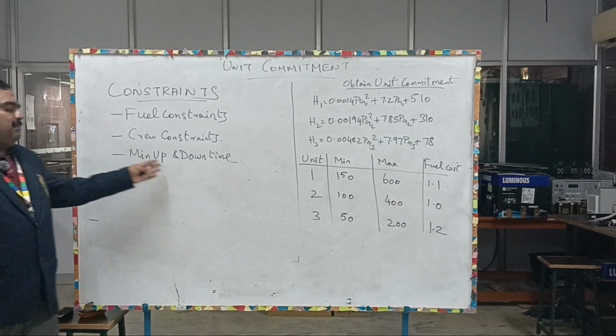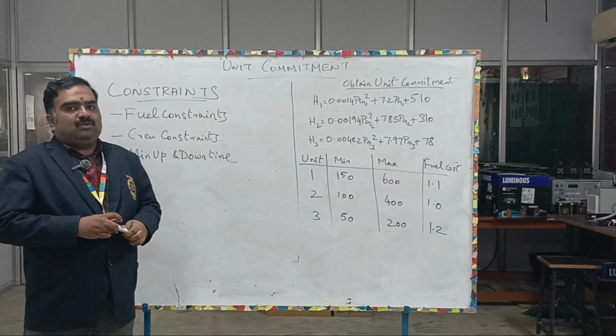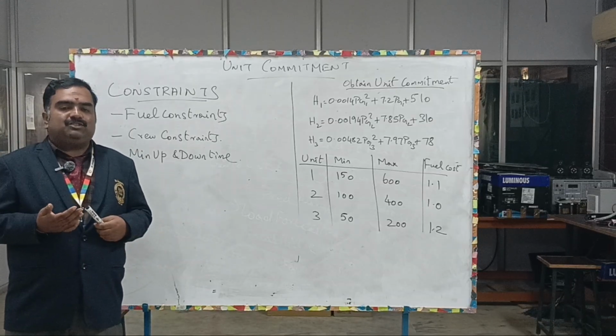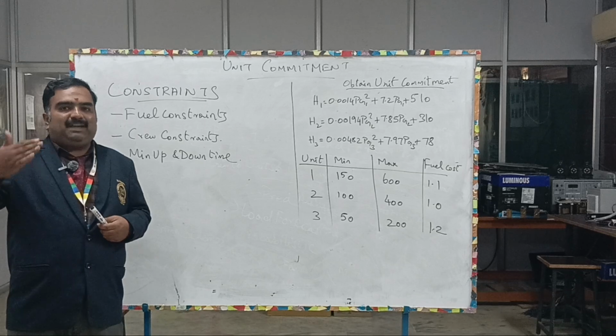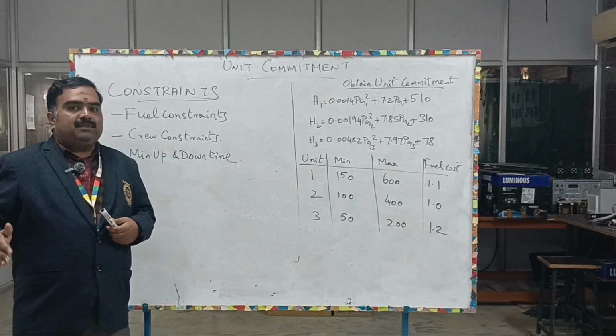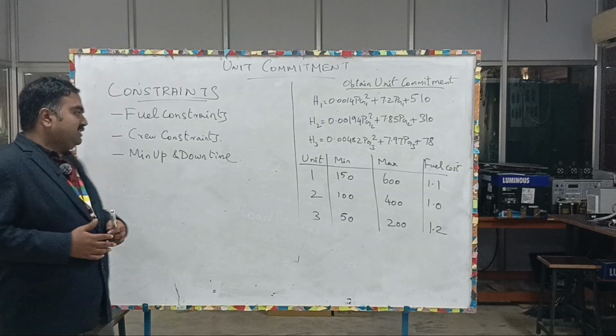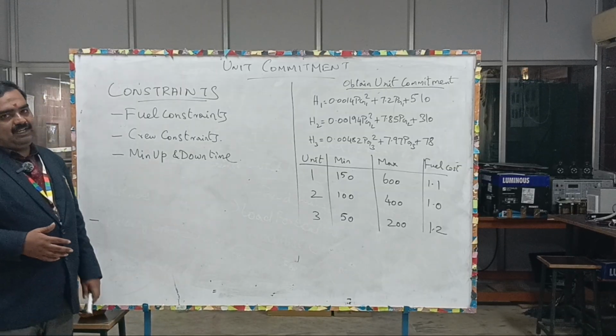Followed by minimum uptime and minimum downtime constraint. What is meant by this? Once a generator is committed, it has to be kept on, it has to be kept commissioned for a certain amount of time compulsorily before it can be decommissioned.